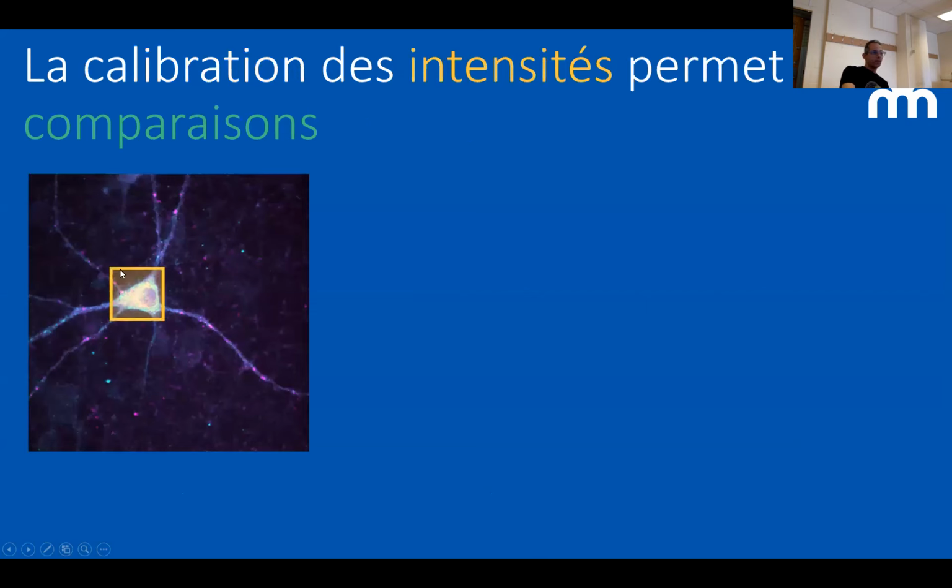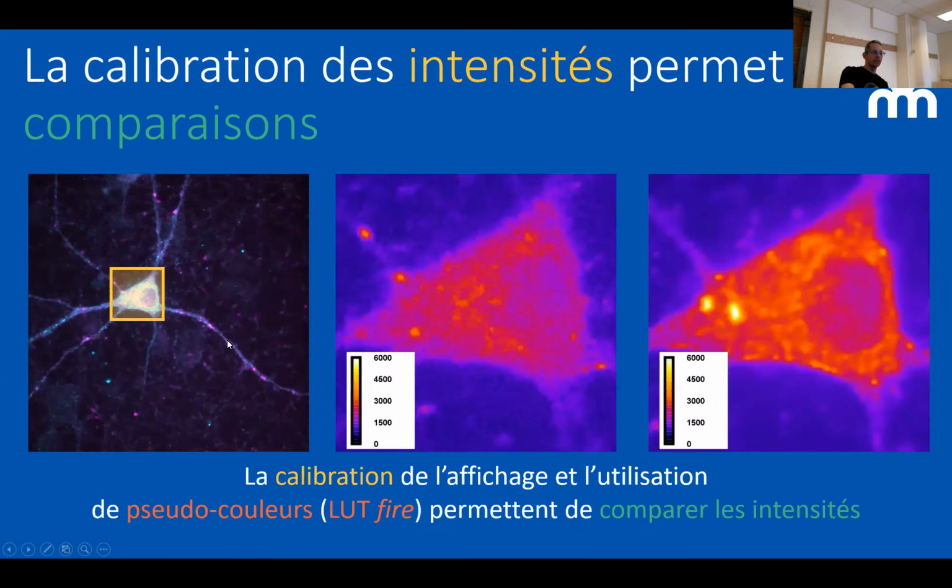Another way, if you want to compare the intensities, you have to adjust the brightness and the contrast the same way for the two channels. But you can also put this little display, which is a calibration of the intensity. In this case, I put the display between 0 and 6,000 for both channels, green and red. And then I use the lookup table Fire, which is basically showing you the intensity with a range of color. It helps you to visualize where the intensity is higher.